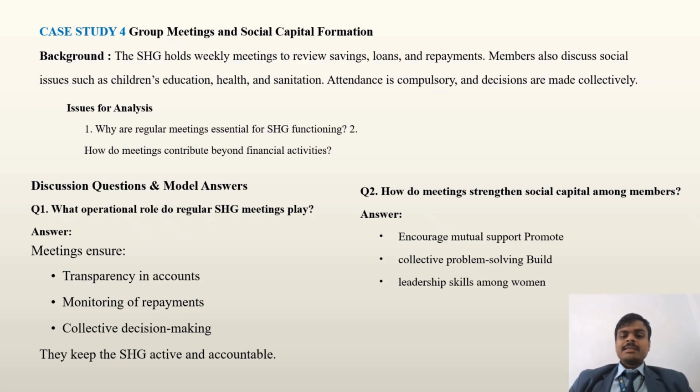The SHG meets every week to check savings, loan, and repayment. Members also discuss social issues like children's education and health. Attendance is compulsory and decisions are taken together. Question number one related to this case: why are regular meetings essential?